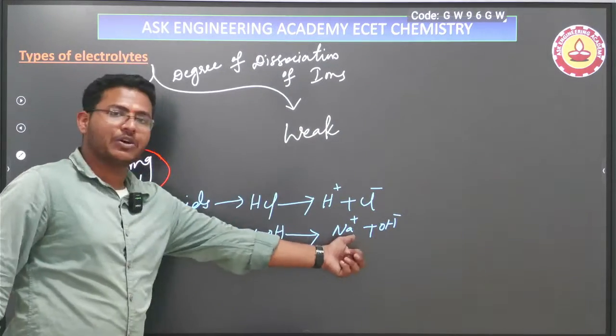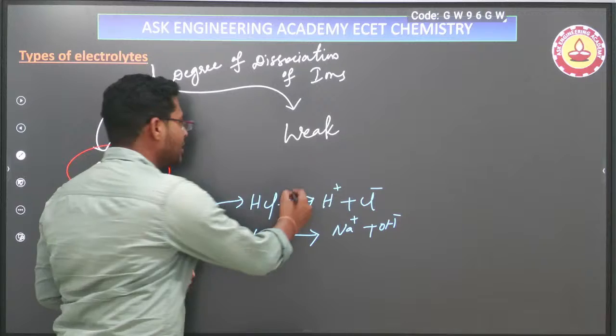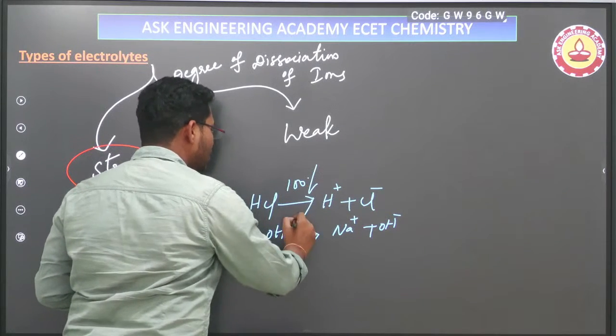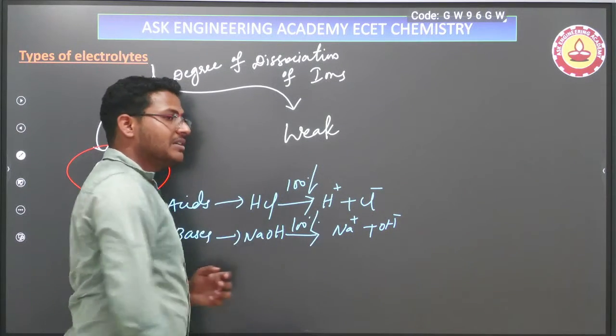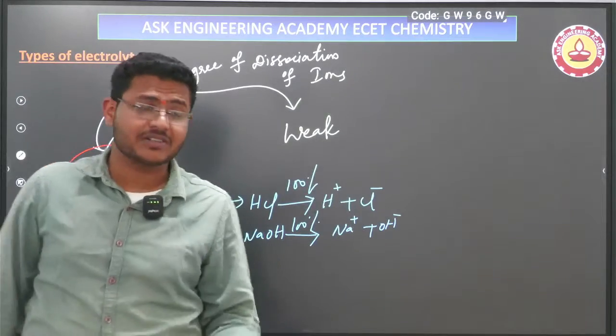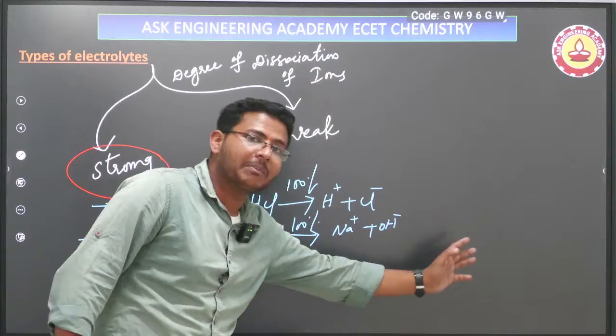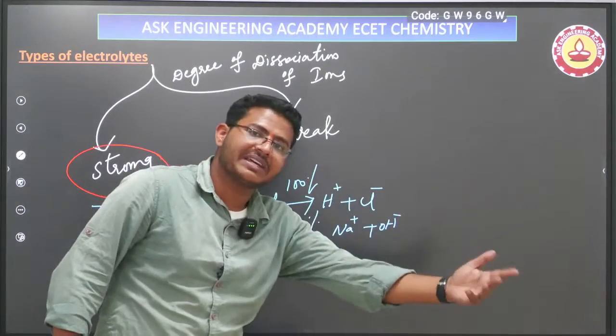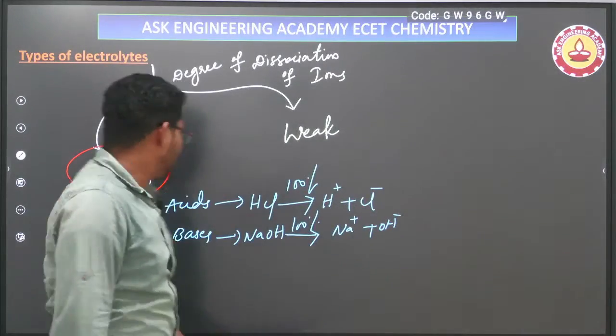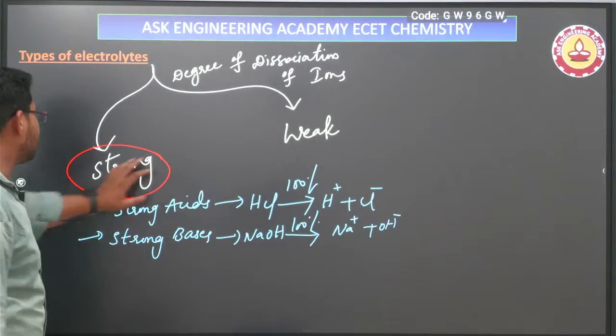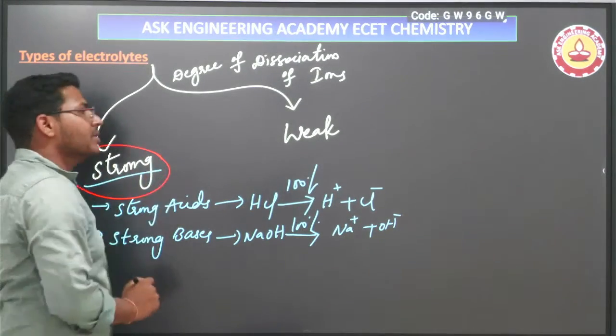So these are the ions. So the degree of dissociation is 100% here. Here also 100%, the rate of dissociation is 100%. That means HCl is an acid which is dissociating completely into H plus and Cl minus ions respectively. So because of complete dissociation, it is studied under strong electrolytes.